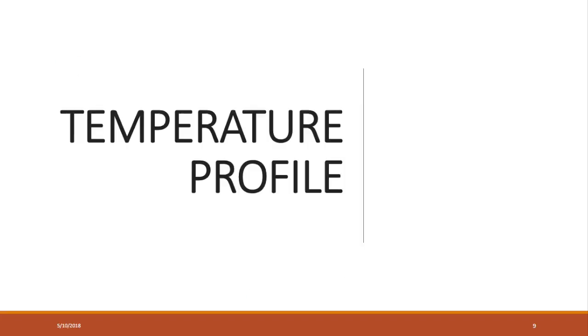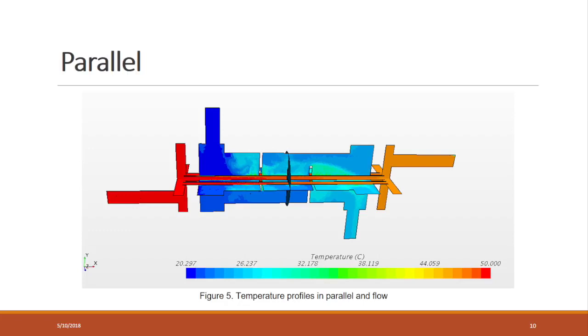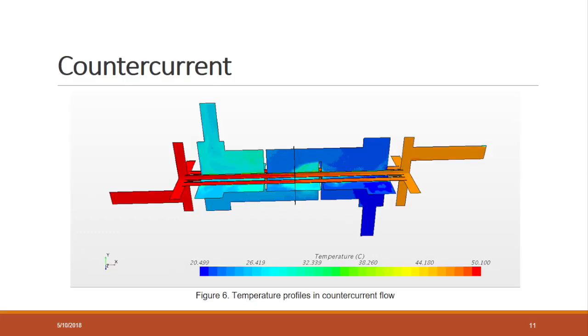These are the temperature profiles for a parallel and countercurrent flow with a hot fluid temperature inlet of 50 centigrades. The temperature outlet is very similar in both cases. The increase of the cold fluid temperature is bigger in the zones with the deflectors.